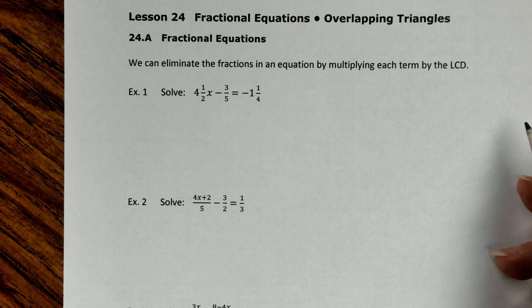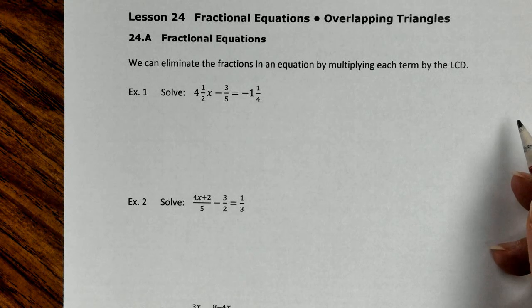Algebra 2, Lesson 24, Part A is fractional equations. And these are just equations that have fractions in them. Looking at example 1, you could add 3/5 to both sides. You could get common denominators for 3/5, -1 and 1/4, and add them and then solve it.